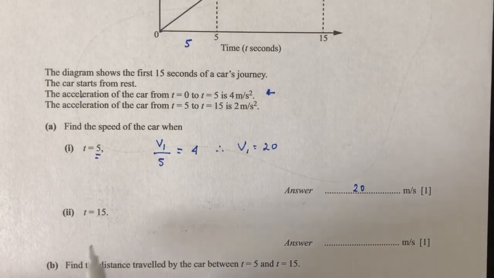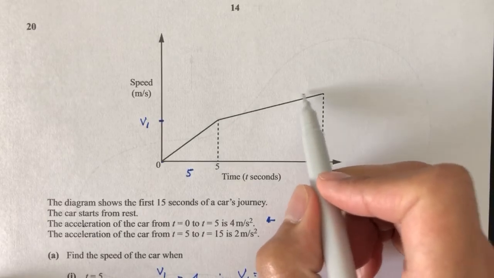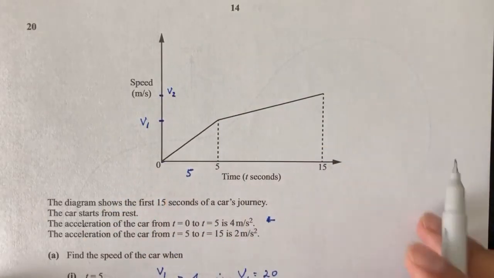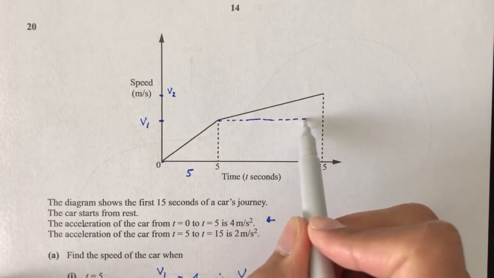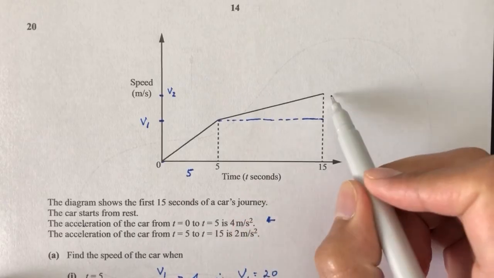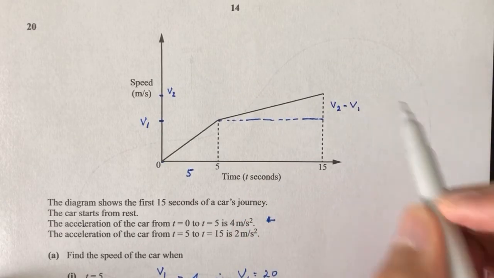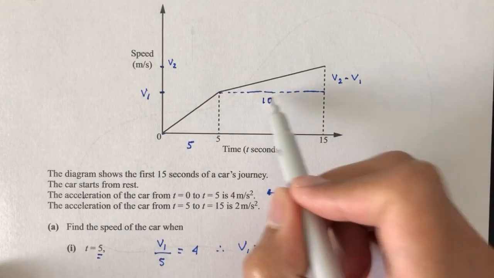So now find the speed of the car at time equal to 15. So 15 will be where? 15 is here. The speed will be about here. Let's call it speed V2. So again, we have to use acceleration to find the speed. So what is this height? This height will be V2 minus V1. And the base will be 15 minus 5, which is 10.